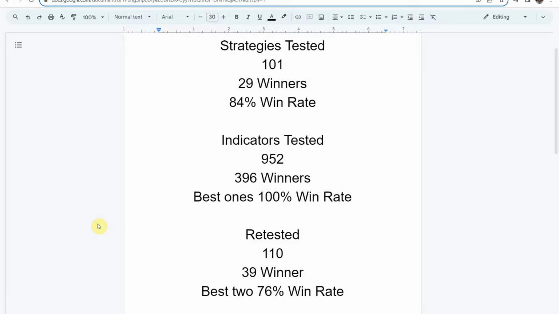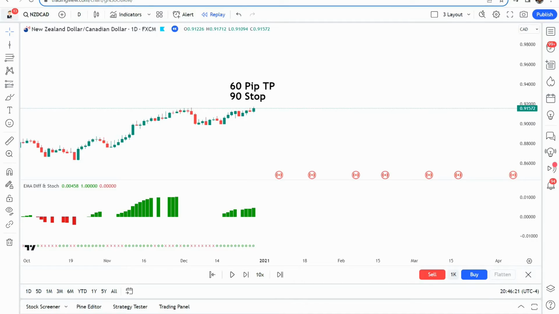We've also tested a total of 952 indicators, with 369 of them being winners. The best ones so far were able to achieve a 100% win rate. Now you need to go back and watch those videos to understand the context of how they were able to achieve that. So go back and watch those videos and see what you can get out of those winning indicators. We've also retested in the advanced testing 110 of the winning indicators. 39 of them have been able to maintain the winning status, the best two with a 76% win rate. And keep in mind that we test most of these indicators and strategies on the Forex and crypto market, but they can be applied to just about any market and time frame universally.